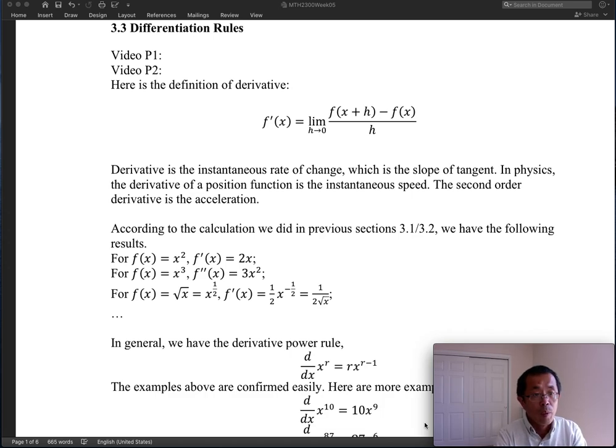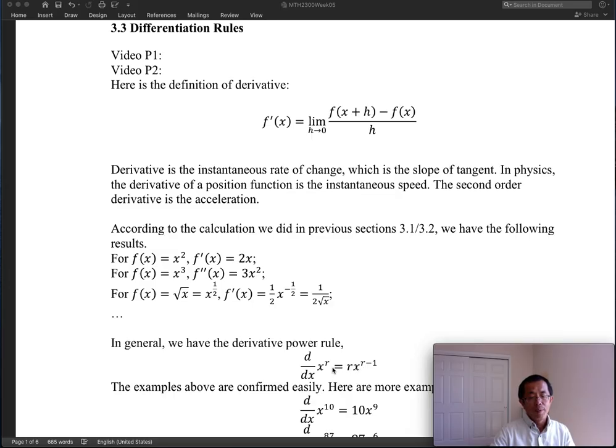Hello everyone, welcome back to Calculus 1, and this time we will continue section 3.3, differentiation rules. Indeed, so far we only talked about one rule, the power rule. The derivative of a single power function is r times x to the r minus 1, and this is really the only rule we talked about.